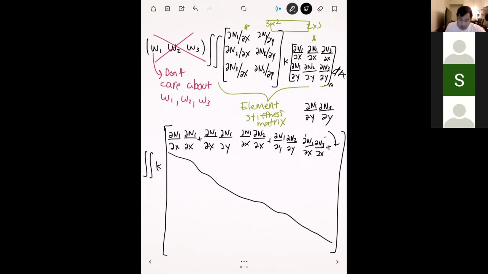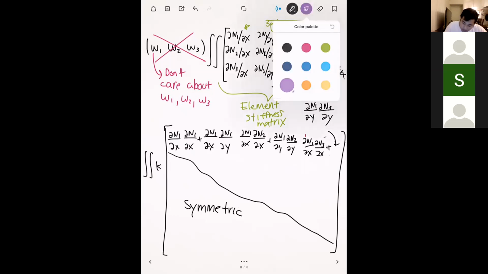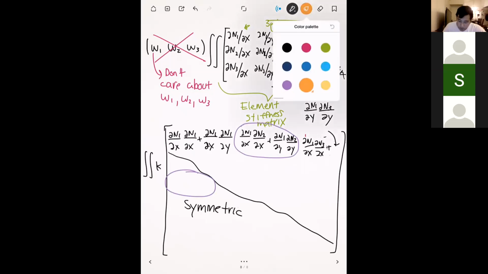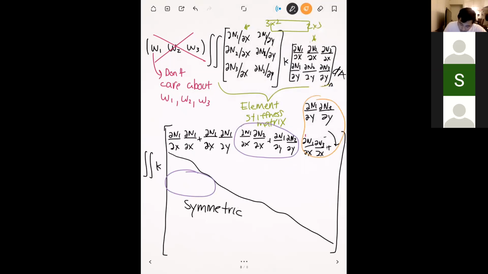I'll say that this matrix is symmetric. What that basically means is that the term in the 1-2 slot is going to be the same as the term in the 2-1 slot. Yes, it's symmetric. And also the term in the 1-3 slot is going to be the same as the term in the 3-1 slot, which is right here. So I'm only going to draw the upper right half of this matrix.